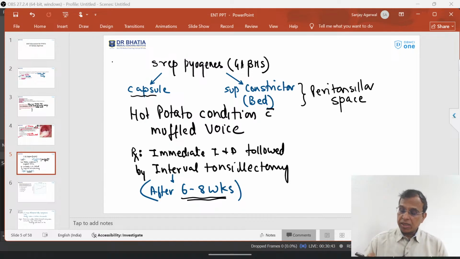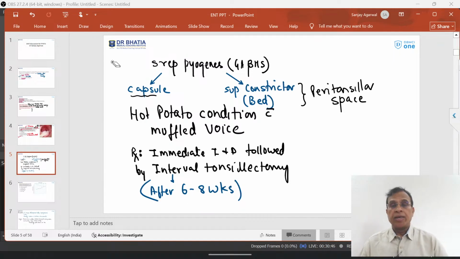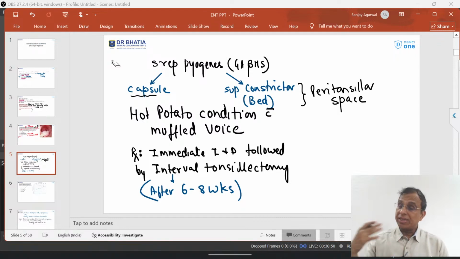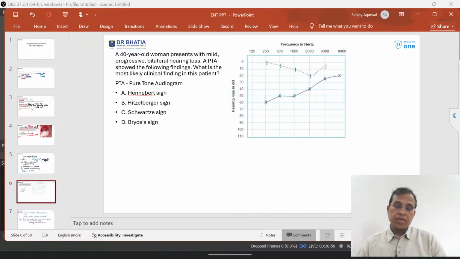Like I said, because Quinsy is a very important topic, we have more questions on Quinsy. And after seeing this slide, you can answer all the remaining questions without any problem. And then we go to another question. This question, a similar question, was also asked recently in your exam.